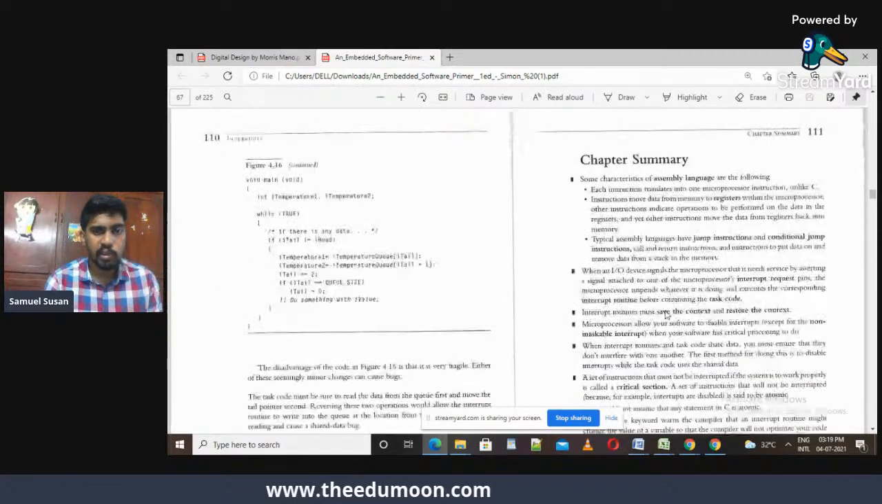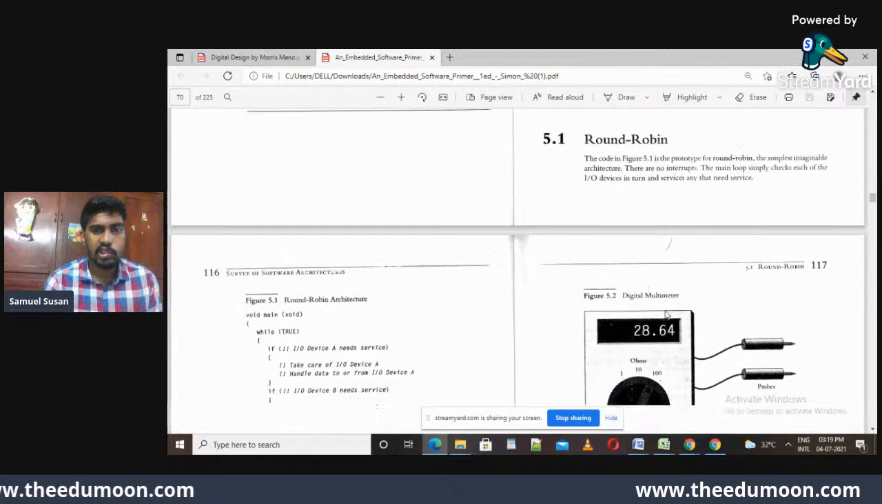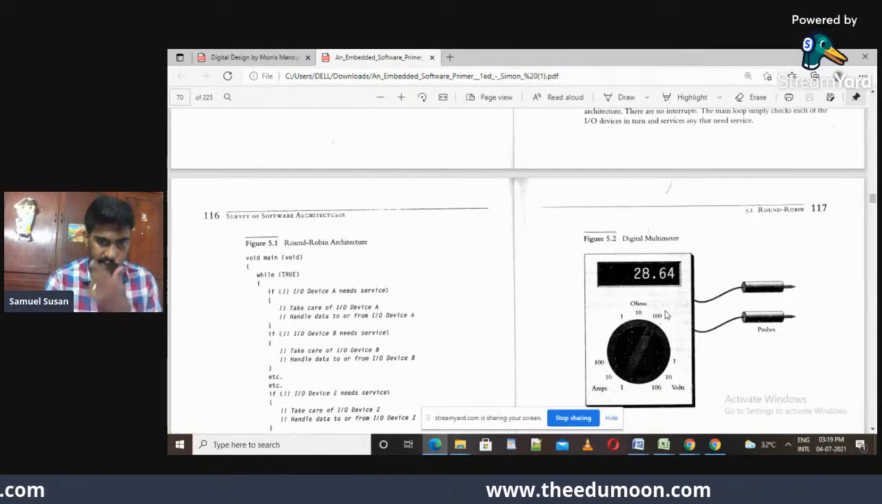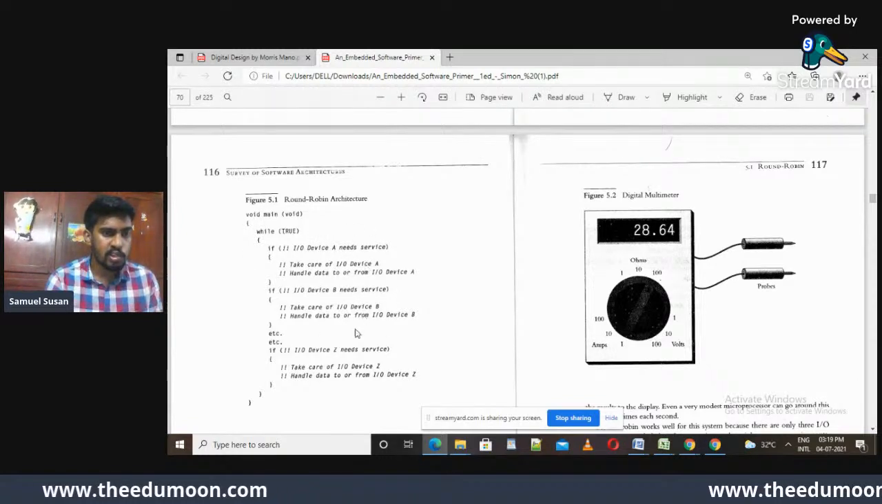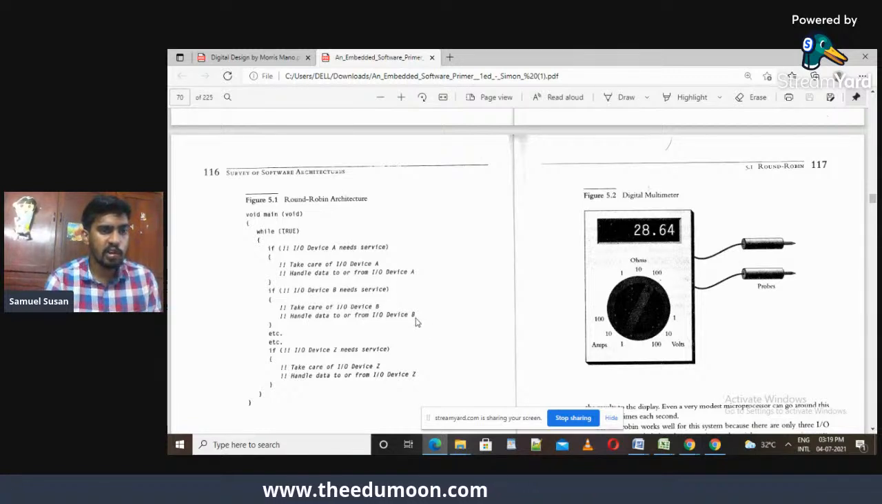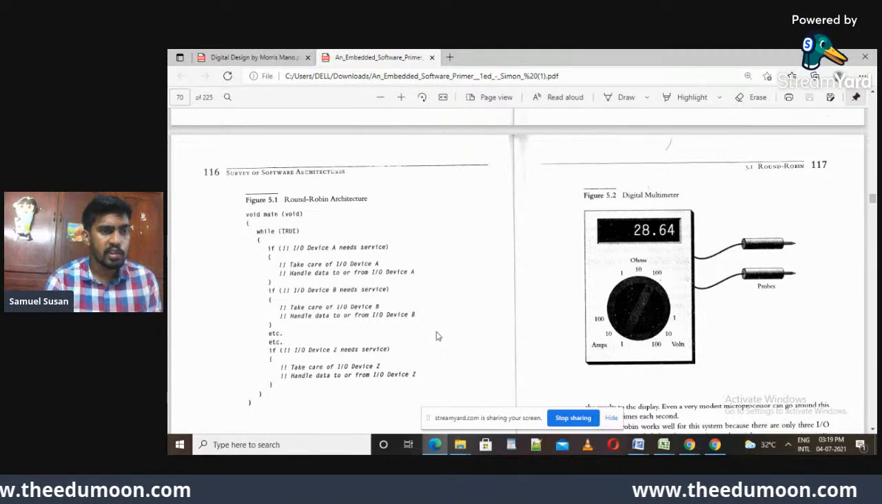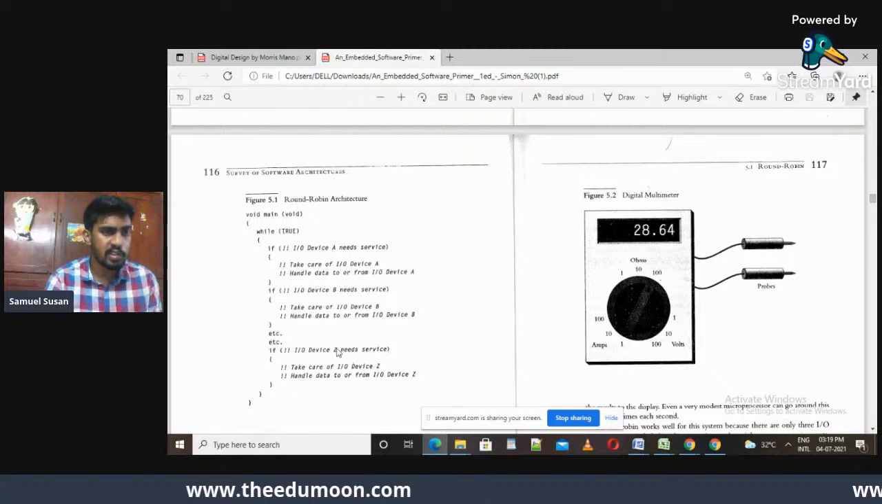In the fifth chapter, we study the software architectures. First one is round robin. So the example given here is, most of them ask a question about how to understand this code, or whether it is necessary to write this code or not. This is very simple. Round robin is a very simple architecture where there is no shared data problem. There are no interrupts. You don't allow any interrupts. You simply think there are some devices, like here you can see device A to device Z.